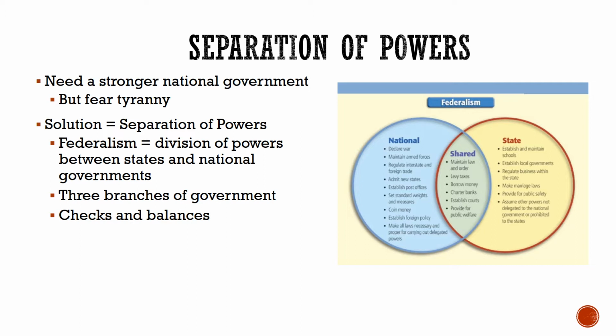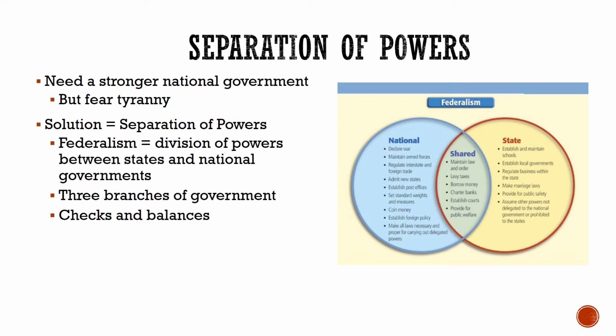But in order to make sure that national government doesn't become too powerful, we're going to divide it into three branches. And each of those co-equal branches of government would have certain powers, and they would only be in control of those things. And so by isolating the powers of the national government into each of these three branches, we are preventing one person or a handful of people from becoming too powerful, because we also have a system of checks and balances.